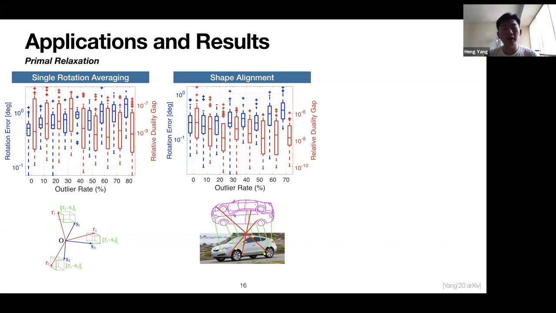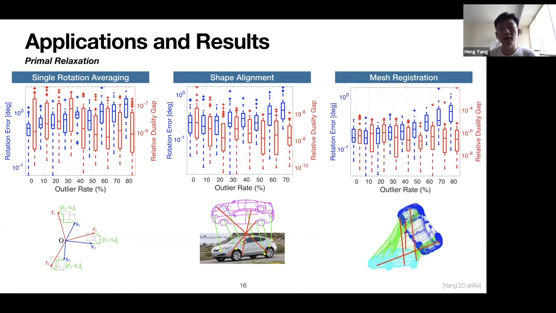And then for more complicated problems such as shape alignment and mesh registration, the same results carry over to these more complex problems. So the rotation error is very accurate, and the relative duality gap is very small. We do see that sometimes the relaxation is not exactly tight, shown by this outlier in the box plot, where the duality gap is actually non-zero, 0.0 something. But you see that the rotation error is still very small.